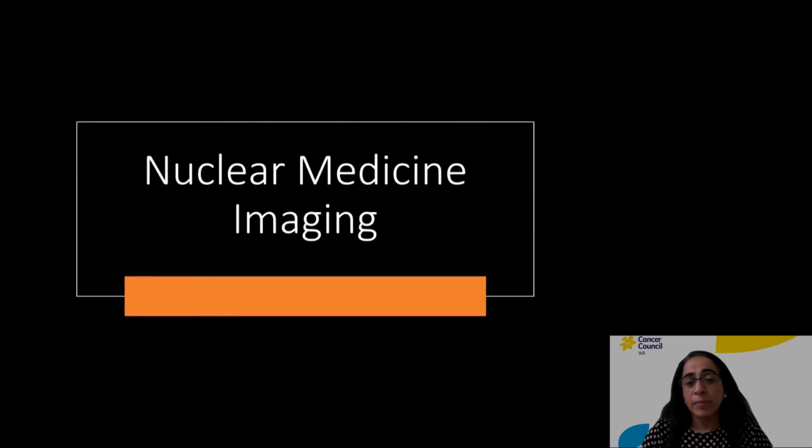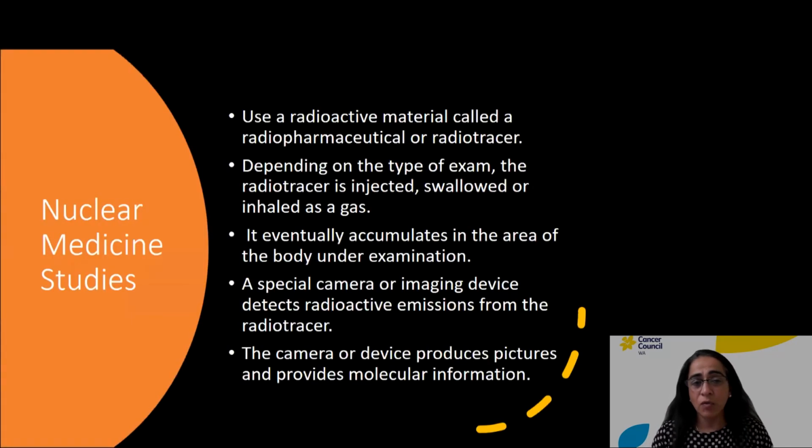Moving on to nuclear medicine imaging. Nuclear medicine studies involve use of radiotracers. And these tracers are either injected, swallowed, or inhaled, depending on what type of study you're doing. They accumulate in the area of the body under examination, and then you use gamma cameras to detect radioactive emissions from the radiotracer. And these cameras then produce images and provide molecular information of the structure.